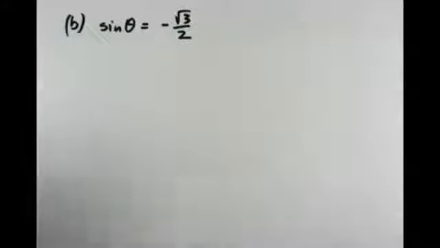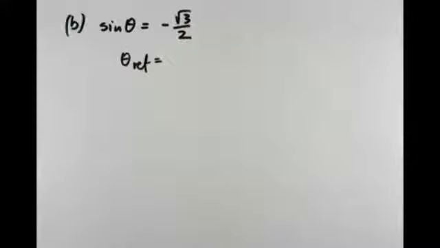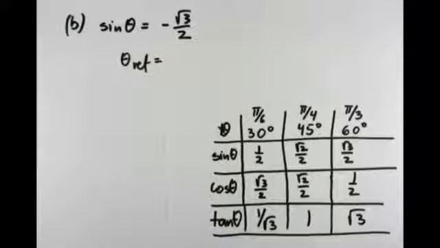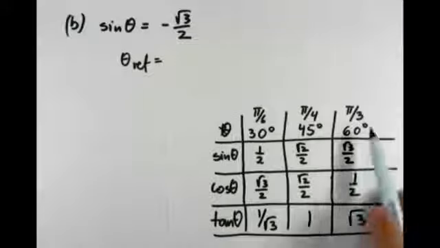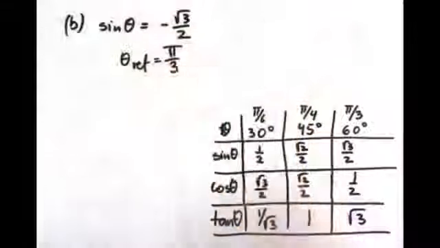Example B. Sine theta is equal to minus root 3 over 2. Square root, not cube. Square root of 3 over 2. So first we need to find theta reference. We are getting theta reference from the chart. Sine is root 3 over 2 at pi over 3. So pi over 3 is my reference angle.